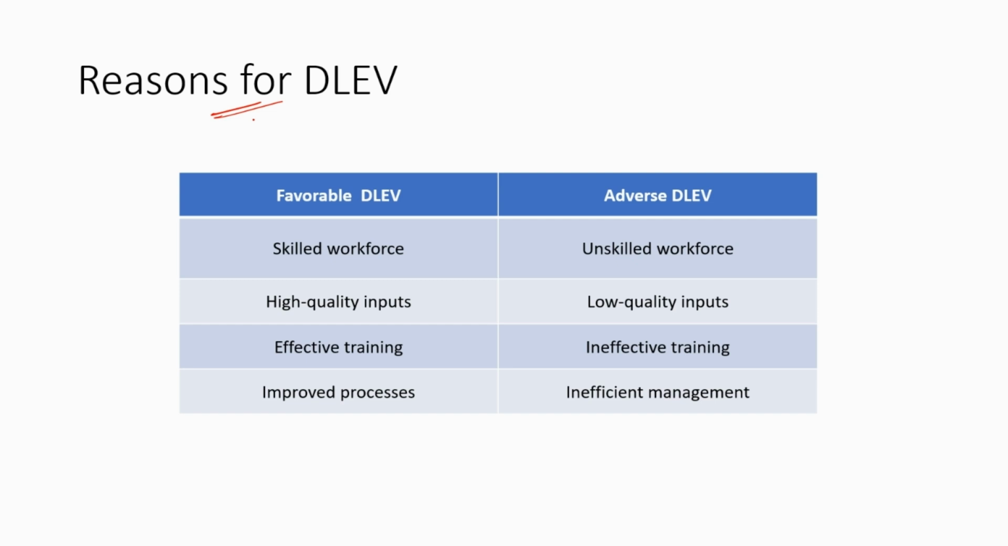Now let's discuss the reasons for direct labor efficiency variance. For favorable variances: skilled workforce, high quality inputs, effective training, improved processes. The inverse of these points is true for adverse variances: unskilled workforce, low quality inputs, inefficient training, inefficient management.